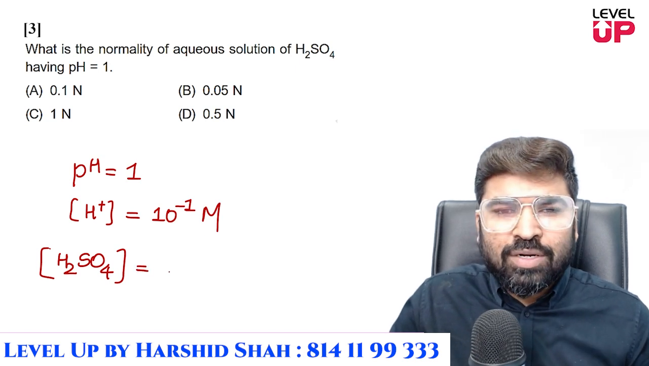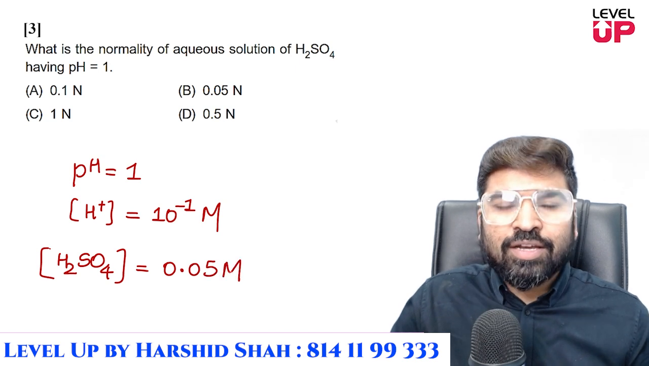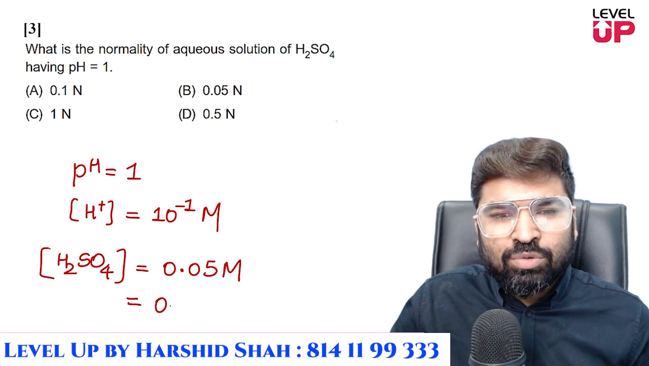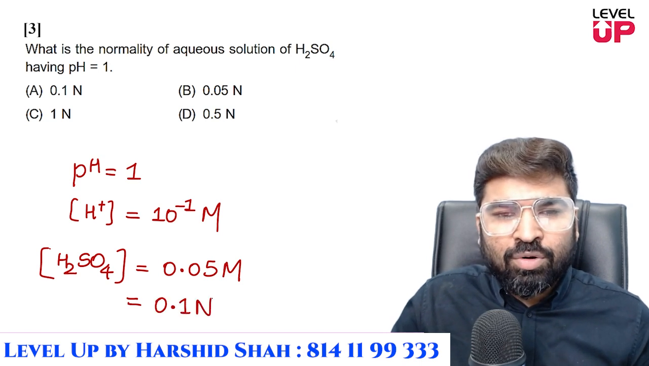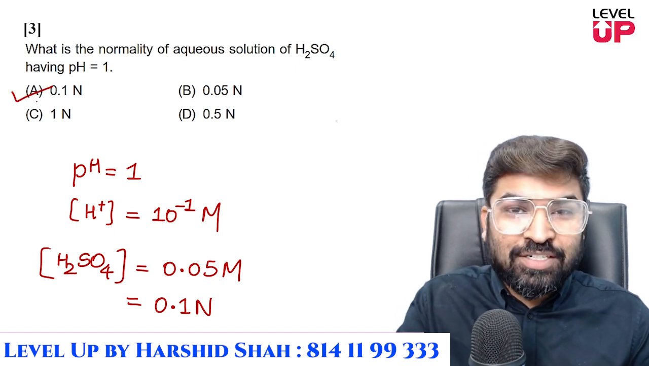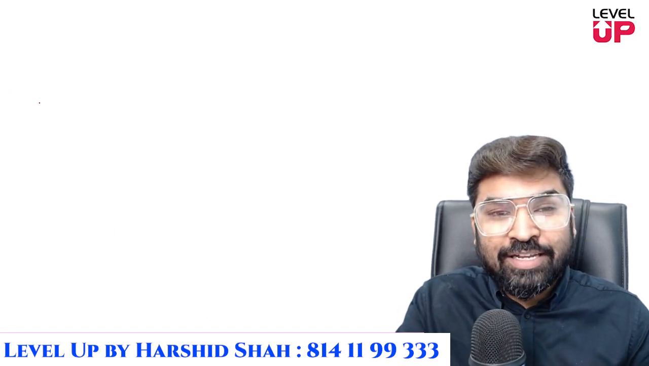So that is 0.1 divided by 2. 0.05 molar. If you want normality of that means you have to multiply by 2, so it is going to be 0.1 normal. So here is your answer, option A, right? Normality is asked, not molarity.